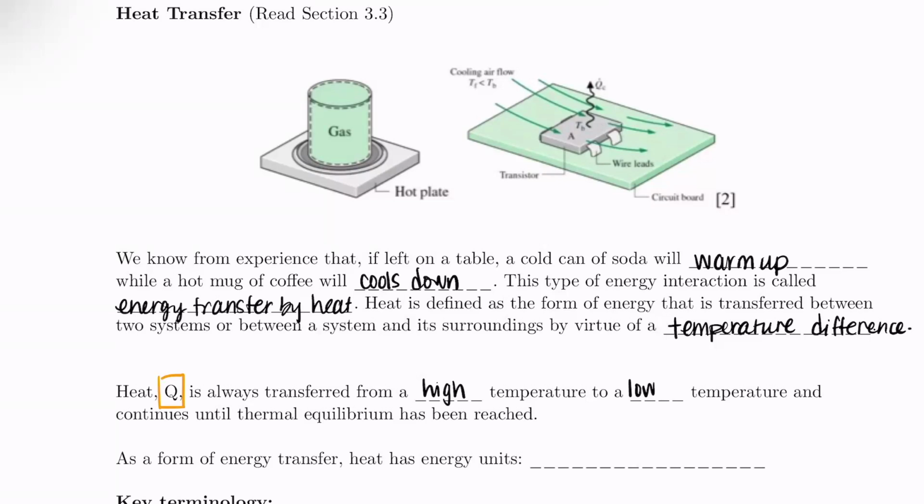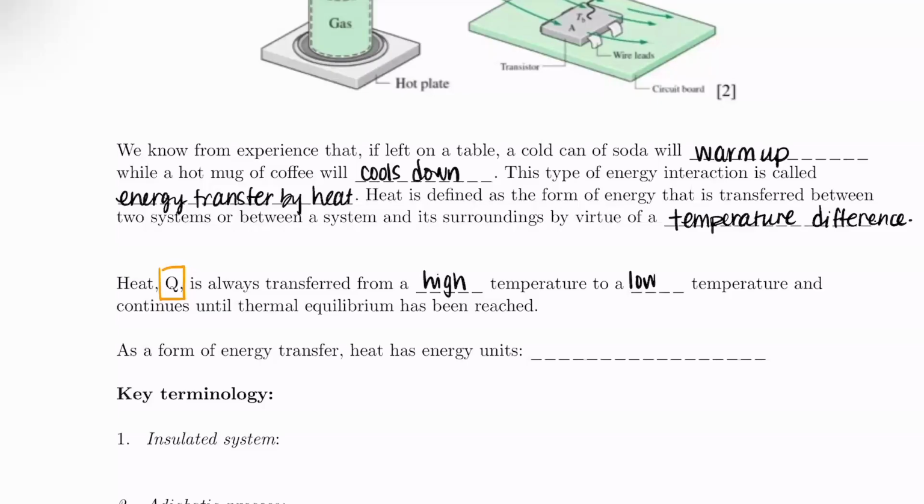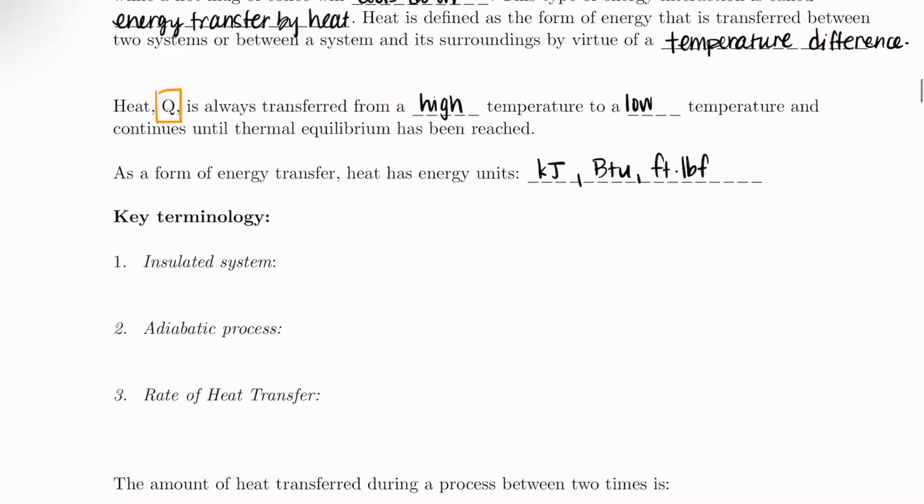As a form of energy transfer, heat has energy units. All right, so heat has units of kilojoules, BTU, or feet times pounds of force. And then when we're talking about heat transfer systems, there's a few key terms that are going to be useful for us to know. The first one is an insulated system. So an insulated system, can anybody guess what that might mean?